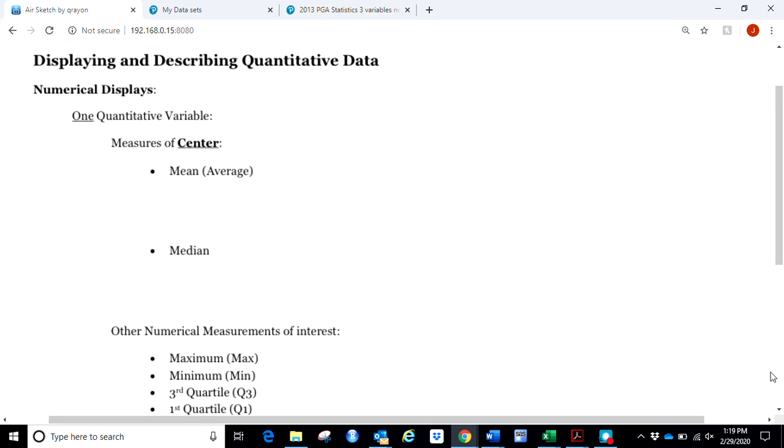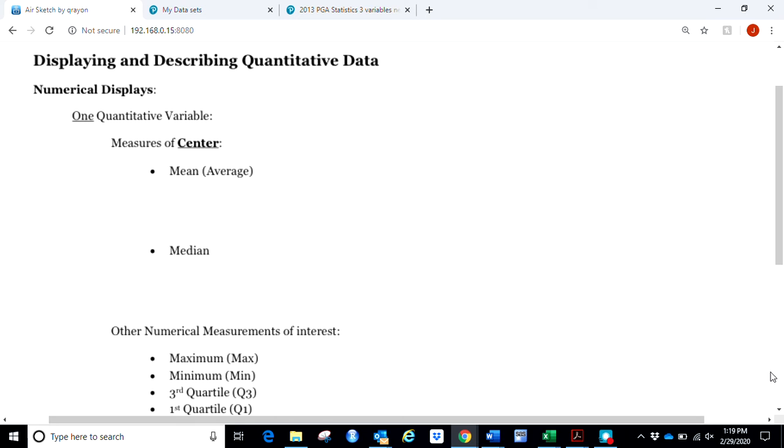So starting in this module, we are shifting our focus to looking at quantitative variables instead of categorical variables. So we're going to go over the same stuff that we did for categorical variables here first. So we're going to go first talking about how to numerically and graphically display a quantitative variable. So first, let's talk about measures of center.